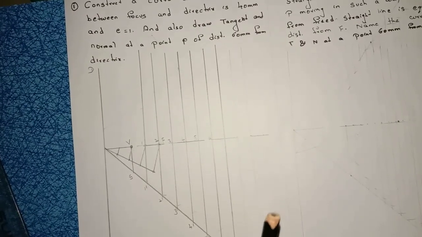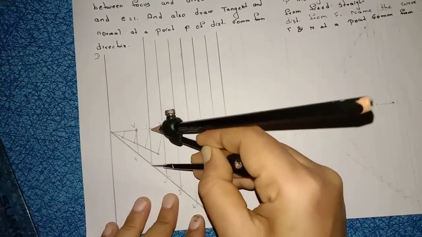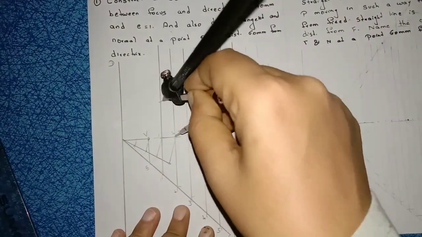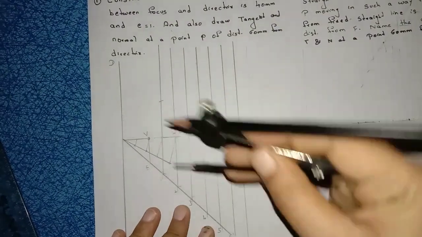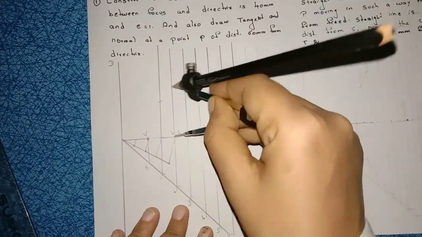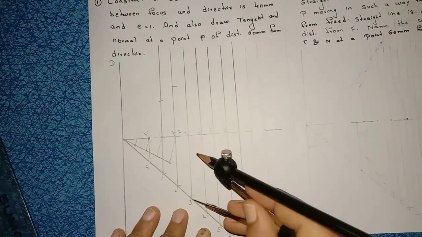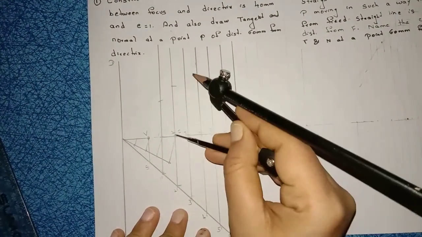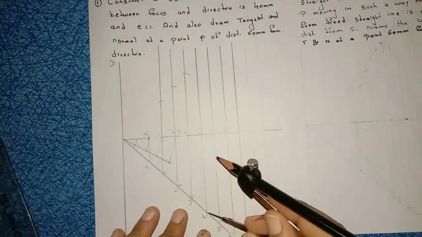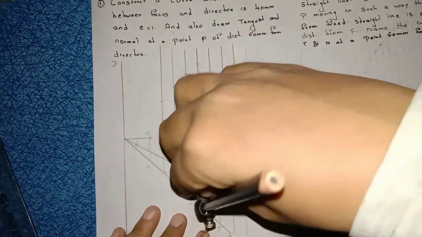So by taking 1 1 dash as radius, F as center, F is the common point, draw the arc above and below. Next 2 2 dash radius, F as center, draw the arc above and below. Next 3 3 dash as radius, F as center, draw the arc above and below. Similarly 4 4 dash as radius, F as center, draw the arc above and below.